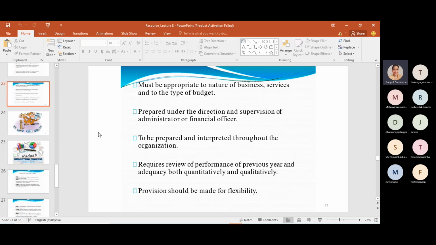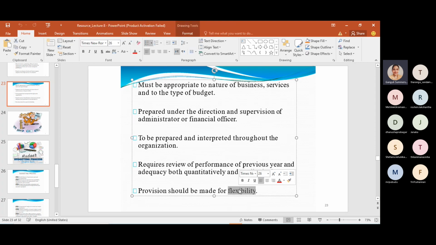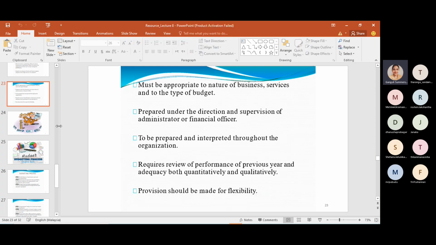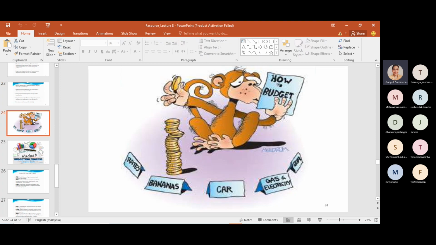So according to these changes, you should be able to do edits, or slight changes to your budget. To do this, your budget should be flexible. If it is not flexible, then you will not be able to make these changes to your budget. So when we make the budget, we need to make sure that the budget is flexible. Flexibility is another main principle of budget management.